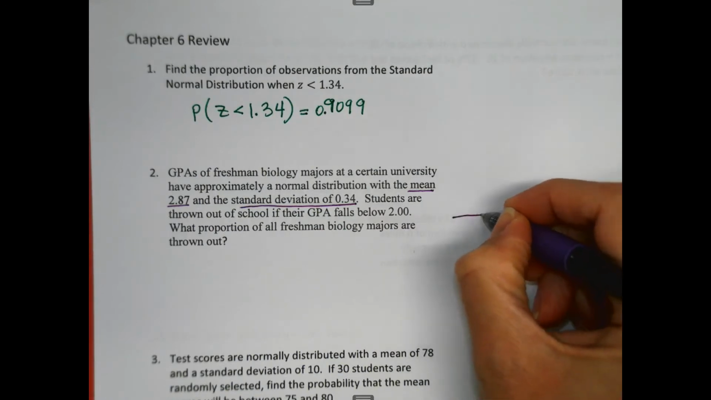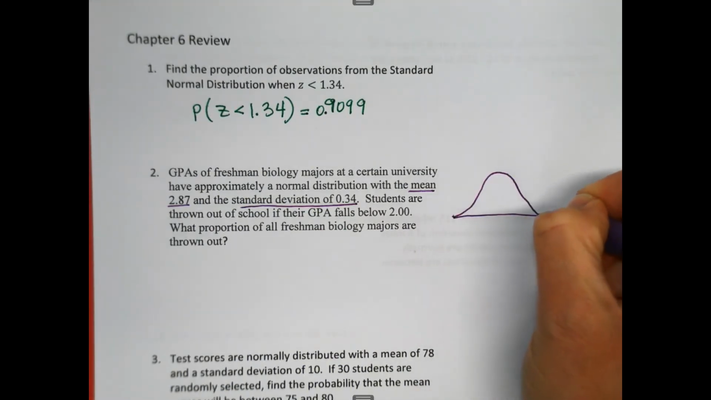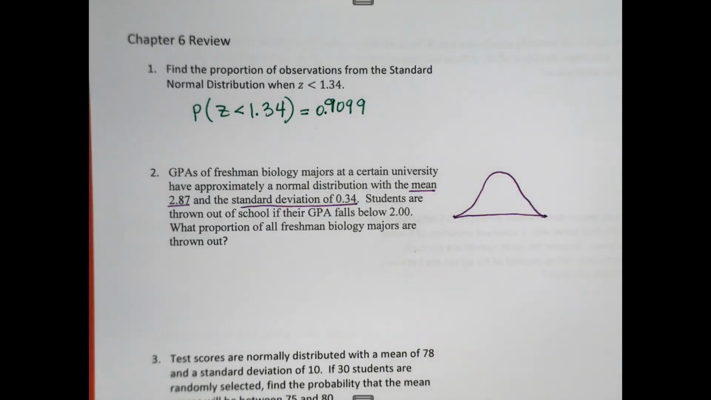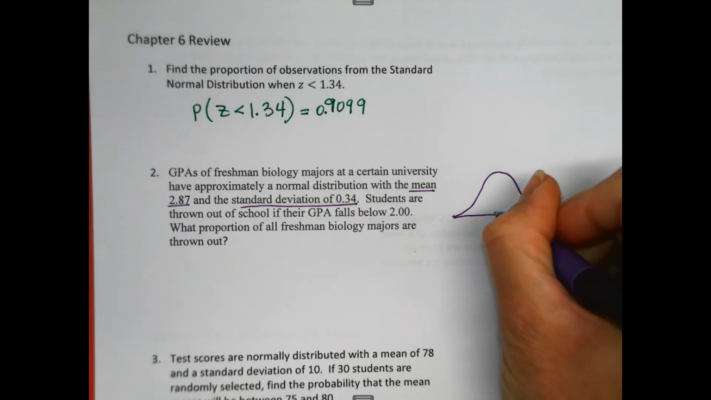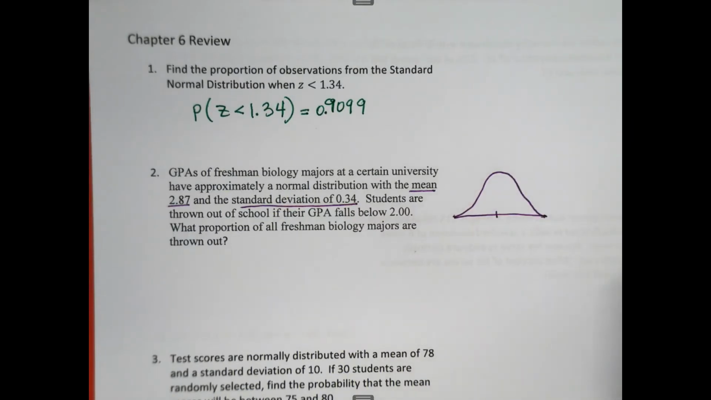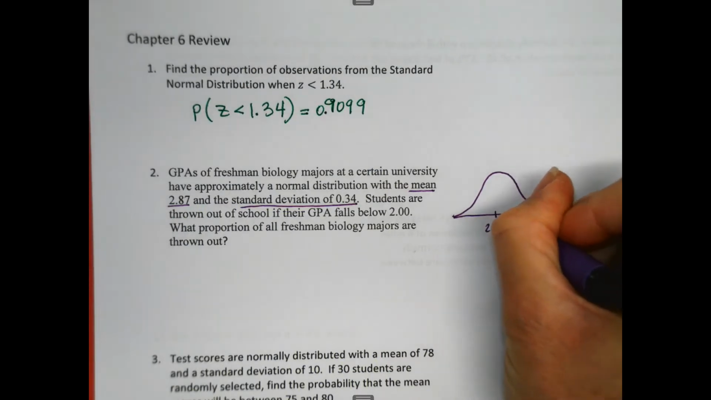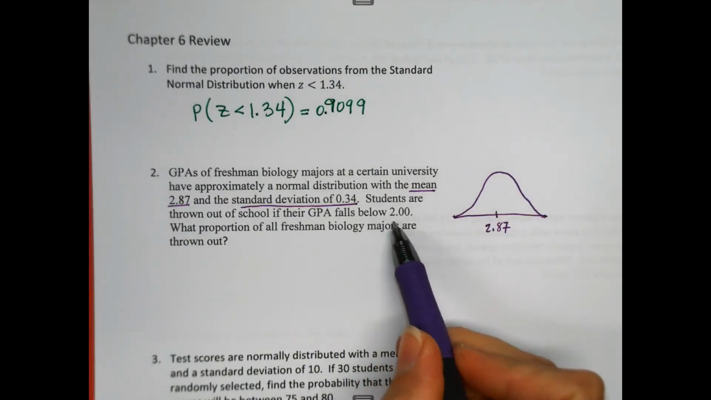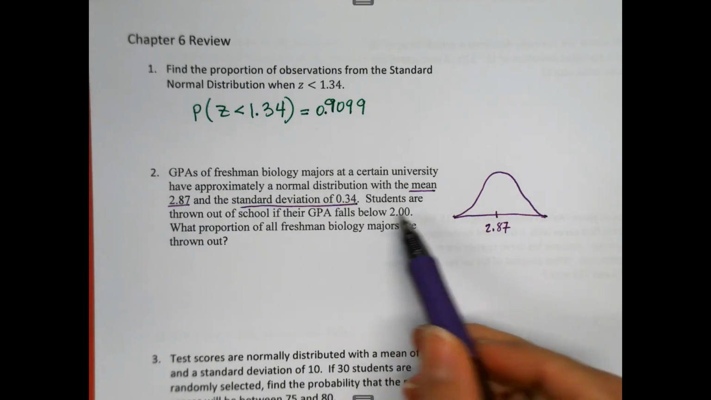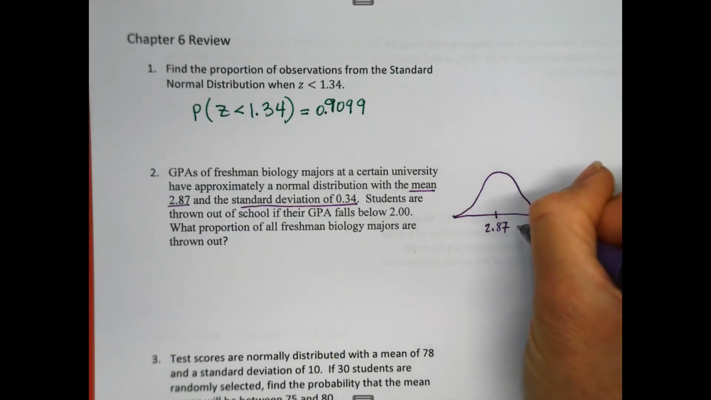Since we know it's normally distributed, the first thing to do would be to draw our normal distribution and shade the part we are looking for. In our normal distribution, we always put our mean at the middle. So here our mean was 2.87. And then we want to find what proportion of freshmen are below 2.00.